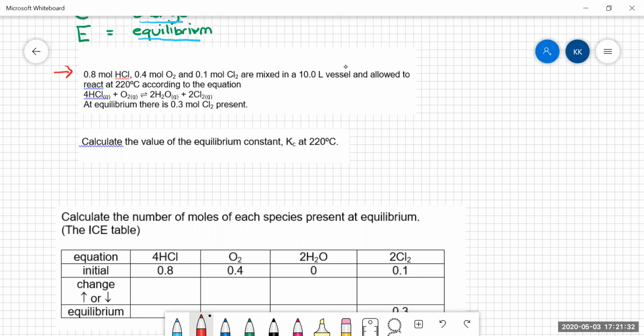We know at equilibrium there is 0.3 of a mole of chlorine present. Calculate the value of the equilibrium constant. Now that is a lot of information all in one question. So we use the ice table to organize our information. Always start your ice table with the equation for the reaction. That's important because that is where we get our mole ratio from.